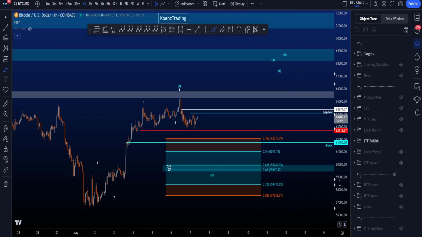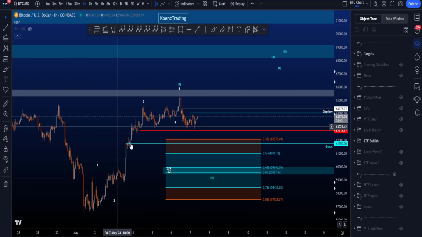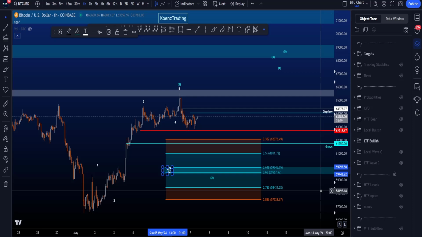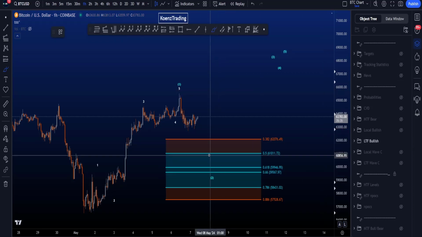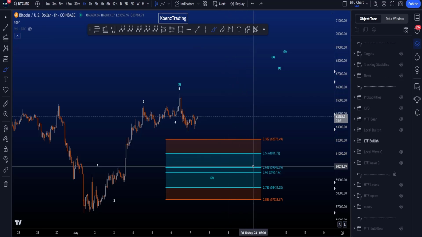Inside this area, we do have a little bit of support. First of all, the daily naked point of control at 61,750. And then secondly, here at the golden pocket, we have the blue box, 59.4k to 60k. In this scenario, after wave 2, we then want to see price moving impulsively to the upside in a wave 3, looking for the highs.